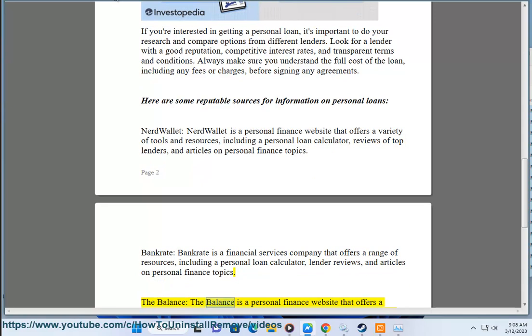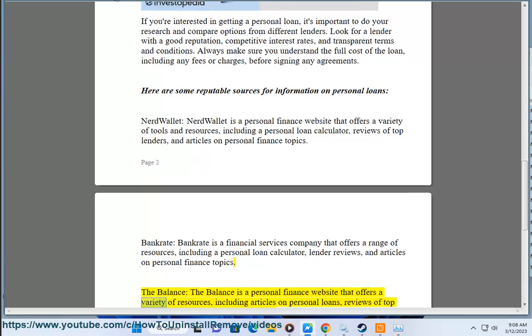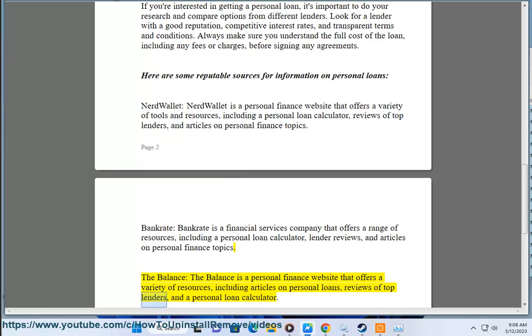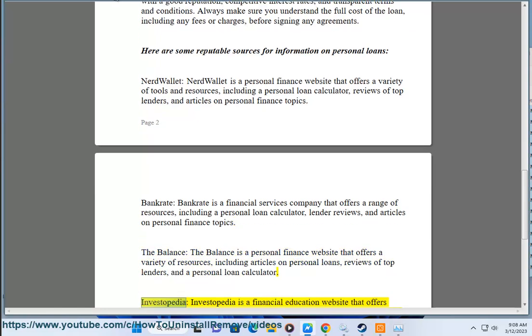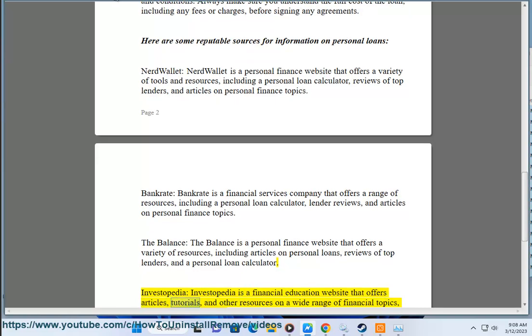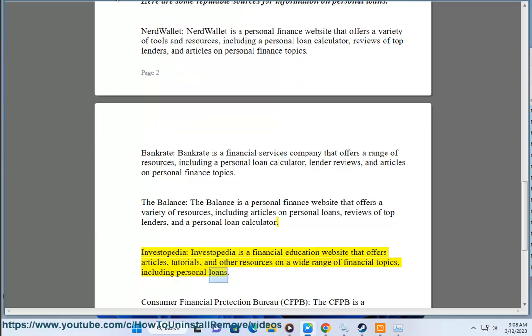The Balance. The Balance is a personal finance website that offers a variety of resources, including articles on personal loans, reviews of top lenders, and a personal loan calculator. Investopedia. Investopedia is a financial education website that offers articles, tutorials, and other resources on a wide range of financial topics, including personal loans. Consumer Financial Protection Bureau, CFPB.